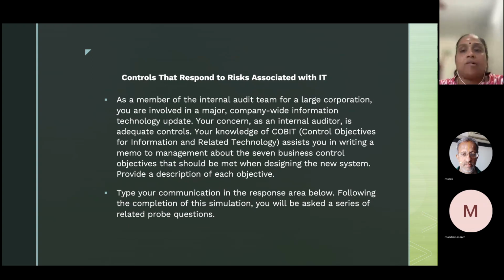So basically, we have to write the objectives of COBIT, right? Not just objectives of COBIT, because COBIT is given to distract you. Once a student reads it, you will be so stuck with COBIT that you will forget the other things. For example, they are asking you, internal auditor, your knowledge of COBIT assists you in writing a memo to management. Now, COBIT, you are not going to do in detail. If you see your syllabus, we are just learning what COBIT is. That's all. So, how are you going to write this?